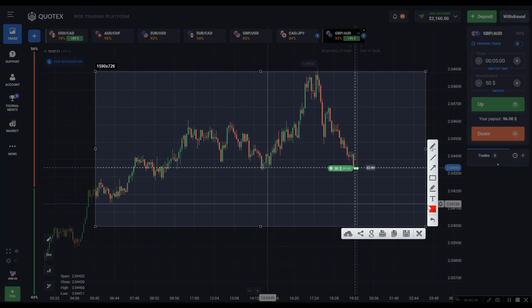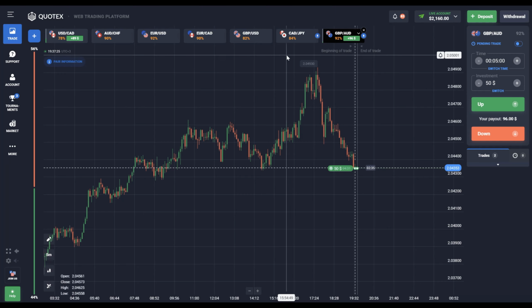Now, looking at this particular case, it is critically important to note that the foundational base of the head is located precisely at this significant level. Consequently, this indicates a very strong possibility that the price will also begin to experience a sustained move in an upward direction.